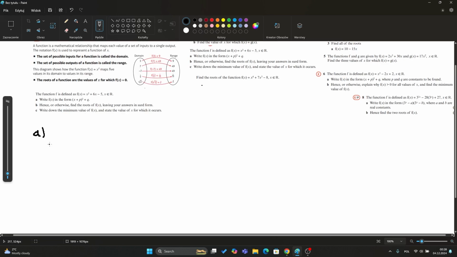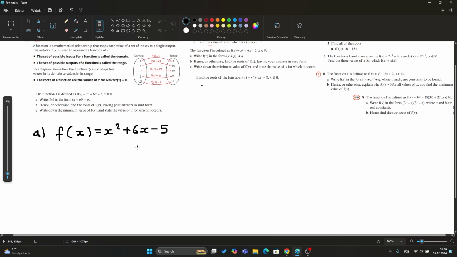Now in this question, the function f is determined as f of x equal to x squared plus 6x minus 5, where x is a set of real numbers. So write f of x in the form of x plus p squared plus q. So we can see that this is in the form of completing the square, and we're going to complete the square of the function f of x.